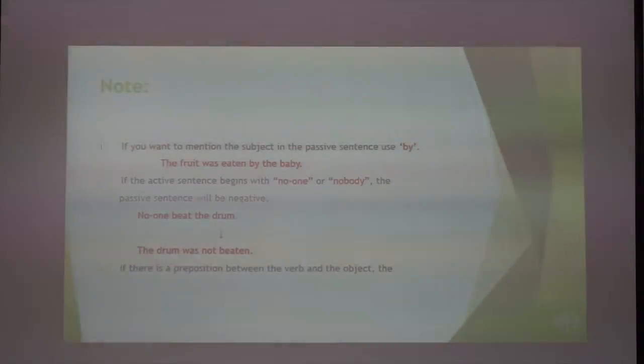Number 3, if there is a preposition between the verb and the object, the preposition will remain after the verb. For example, they talked about the issue. We have our preposition here, about. So when we are turning this sentence to the passive voice, that preposition will remain. The issue was talked about. So our preposition about still remains.